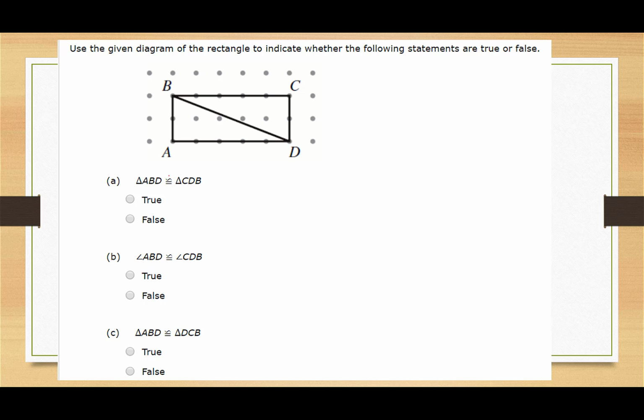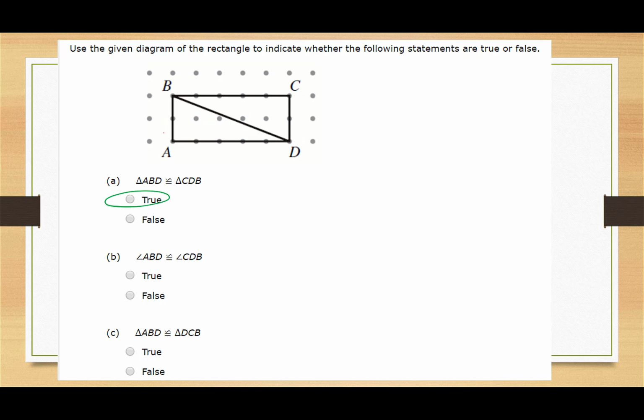So the order of these letters is important. So A, then down the short leg to B, and down the hypotenuse to D. Is that the same as C, down the short leg to D, and then up the hypotenuse to B? And yes, that is. So this is a true statement.